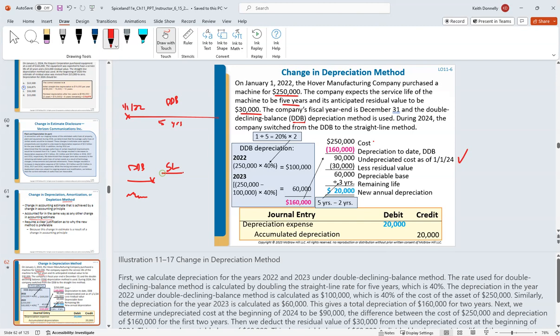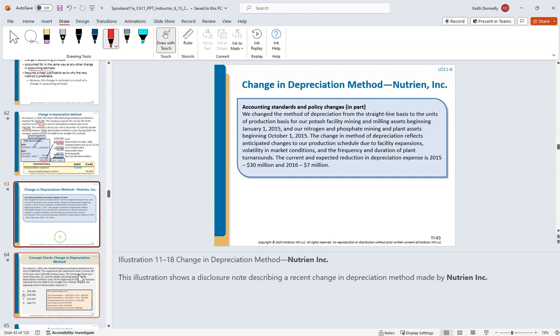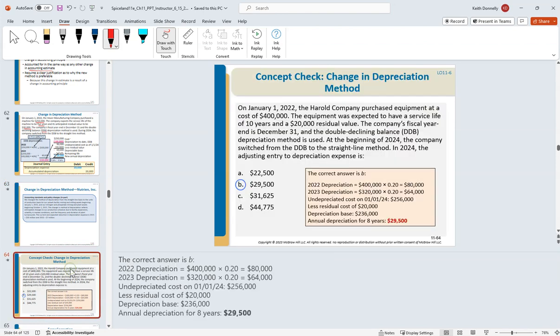And again, we're moving to straight line here. So hey, our base is 60. There's 3 years left, because there was 2 years there and then 3 years left on that remaining 5 years. We do the 60 divided by 3. Hey, there's our depreciation expense going forward, 20,000, 20,000, 20,000. Now you'd put a note in there for that.